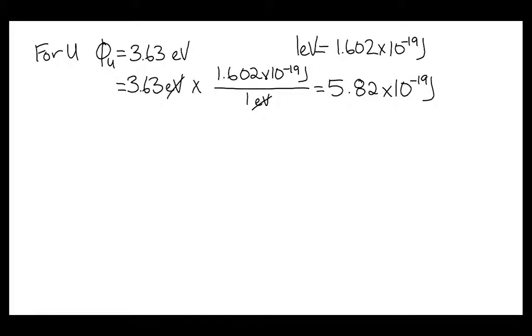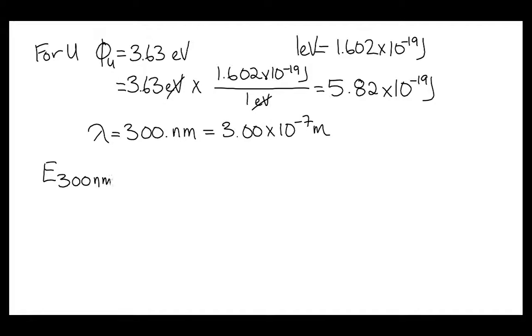In this exercise, we're going to be shining 300 nanometer light onto that uranium surface, which, if we convert it into a more standard unit, is 3.00 times 10 to the negative 7 meters. To calculate the energy of the 300 nanometer light, we'll use the equation E equals hc over lambda, where h is Planck's constant, c is the speed of light, and lambda is the wavelength.